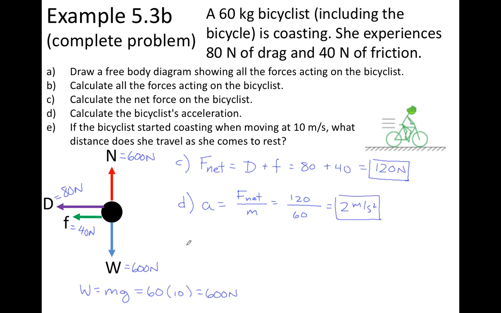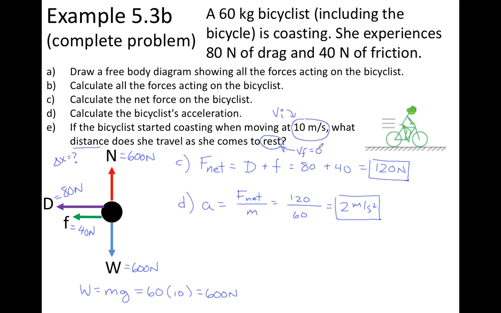Okay, and for part E, here we said the bicyclist starts coasting when moving at 10 meters per second. Well, 10 meters per second, that's a kinematics quantity. That's the things that we studied when we were talking about motion. And in this case, that's the initial velocity. It asks us about a distance. Distance is delta x. And then it says that she's going to come to rest. We want to know the distance to come to rest. Well, at rest implies that she's going to have a final velocity of 0.